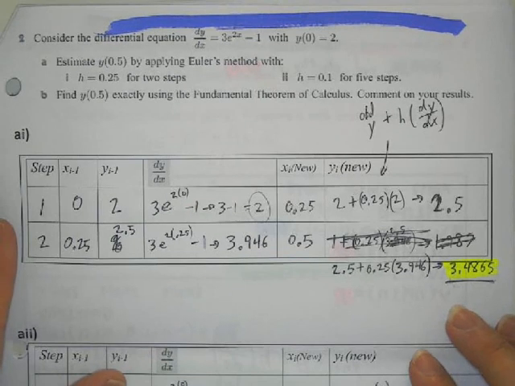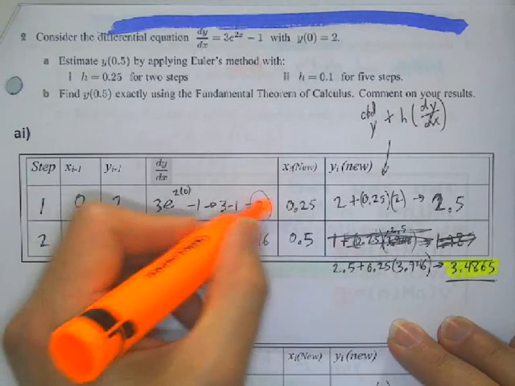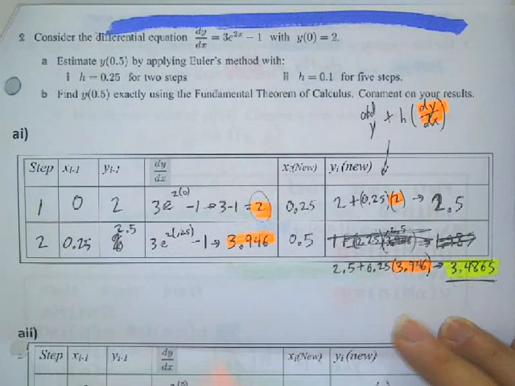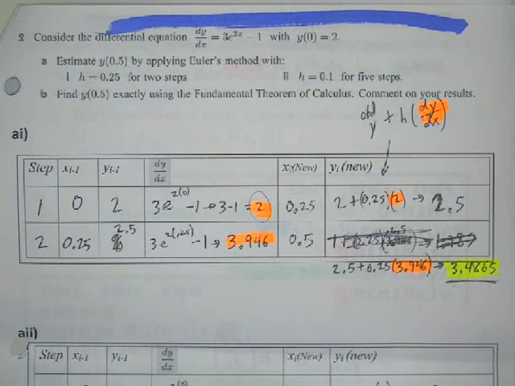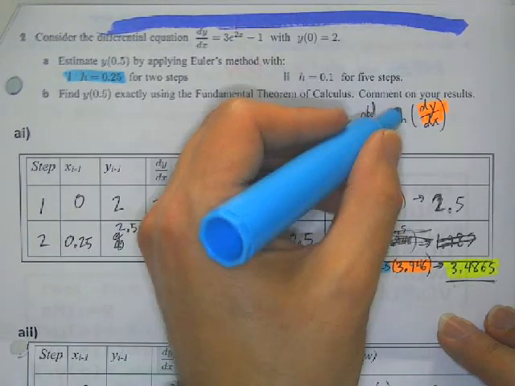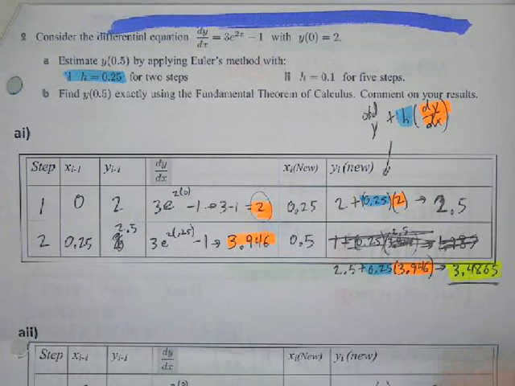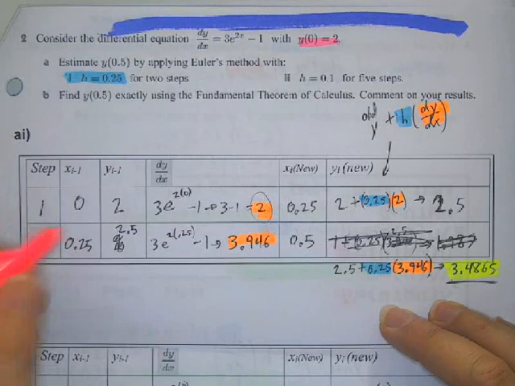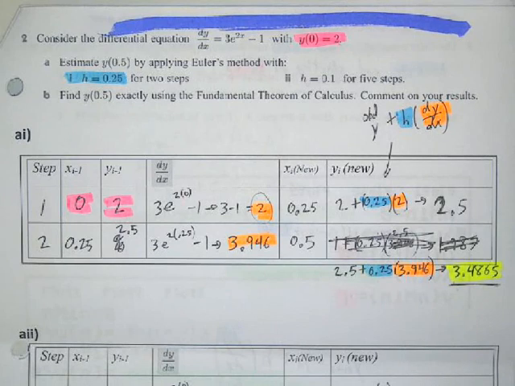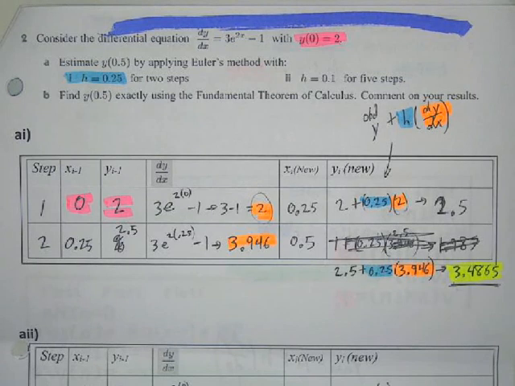So same process. Okay, the step size was 0.25. Okay, the old y value, we started off with 0 and 2. Okay, the colors that I'm using specifically, I'm going to use those same colors when I start doing the calculator steps on my next video.